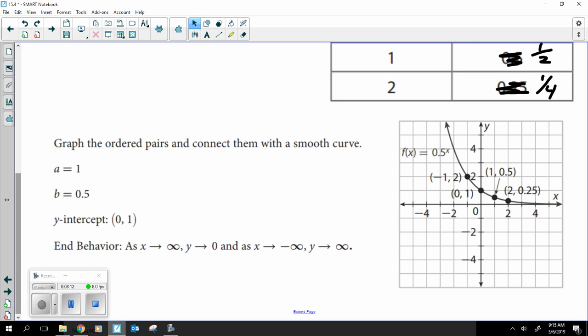And you can see our end behavior as x approaches infinity, y gets closer and closer to 0. And that's right here. And then as x goes to negative infinity, y gets closer and closer to infinity, I should say. It doesn't get closer and closer, but shoots off into outer space, as I like to call it. All right? Here's this one.